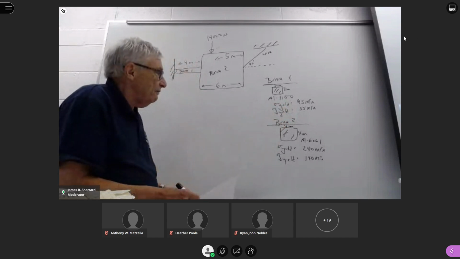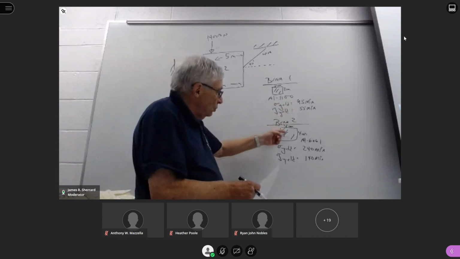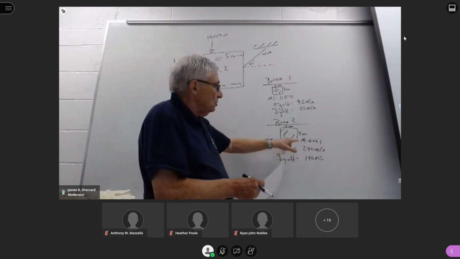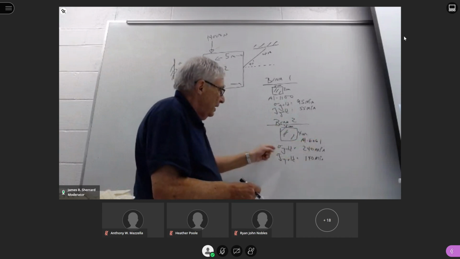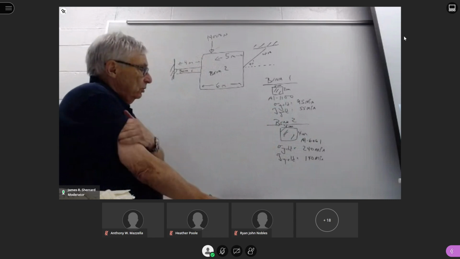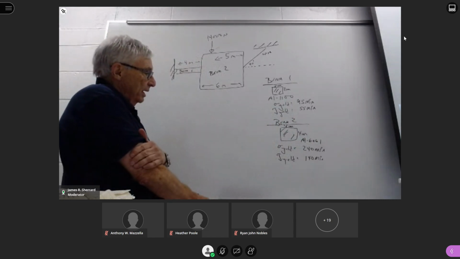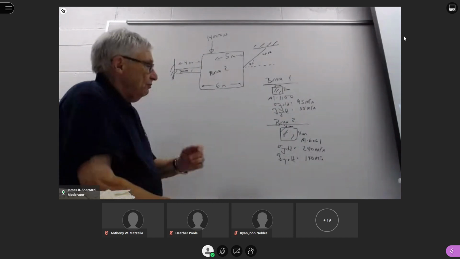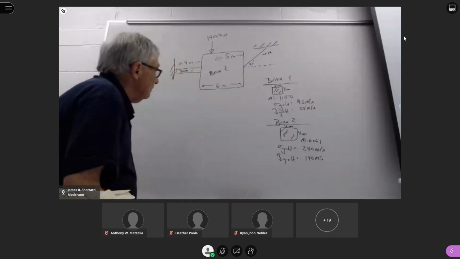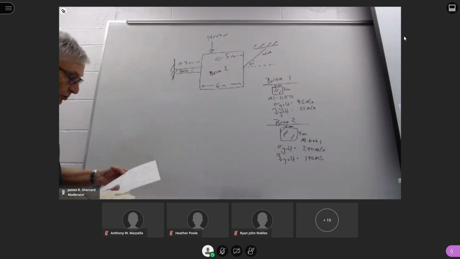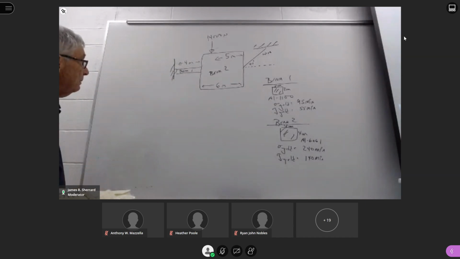And then I did the same thing for beam 2. This one is 4 centimeters by 4 centimeters. This one's aluminum 6061, and I put in the yield strength for both normal and shear stresses for this particular material. The next thing I ask you to do is to draw a complete free body diagram.